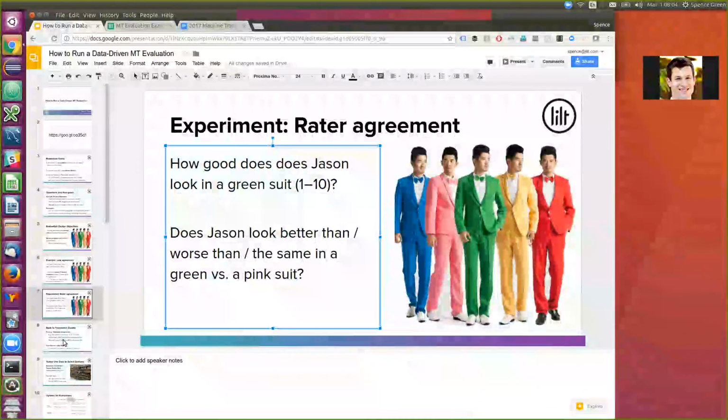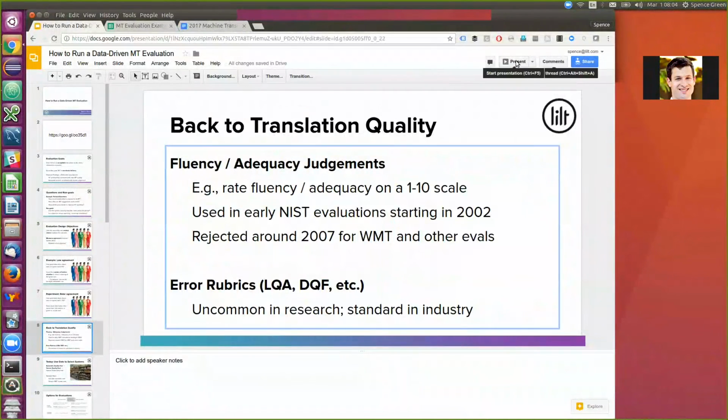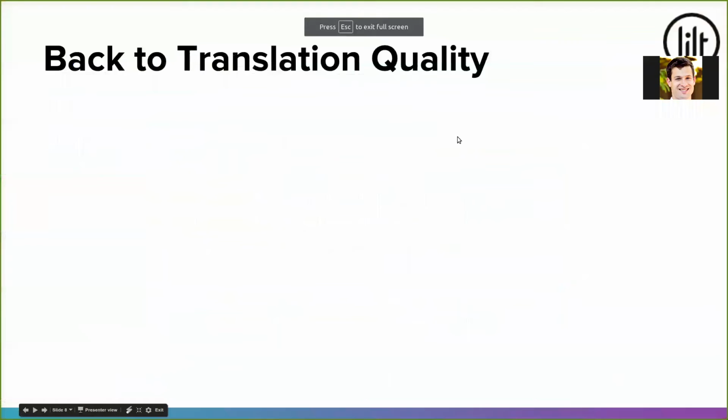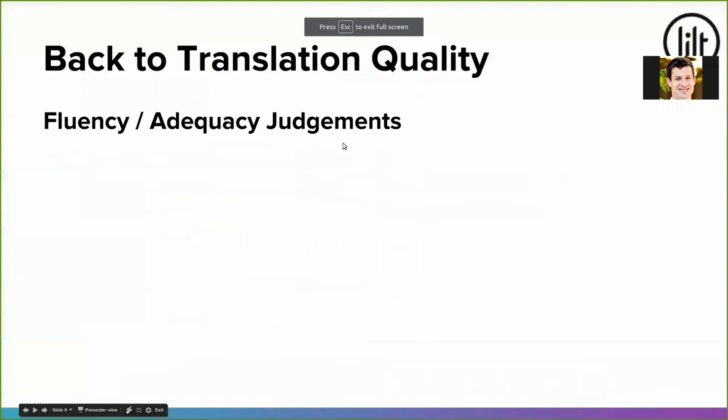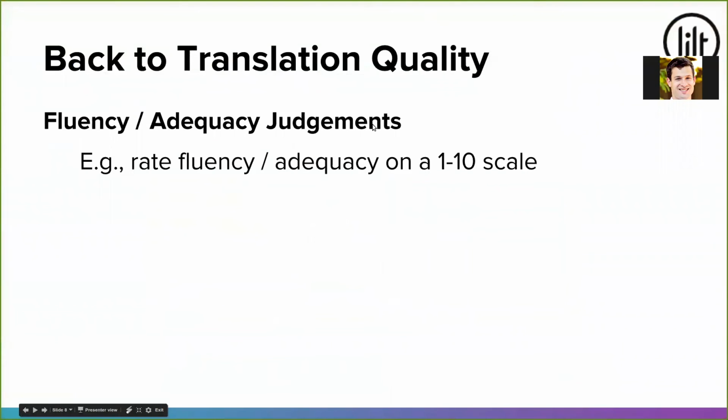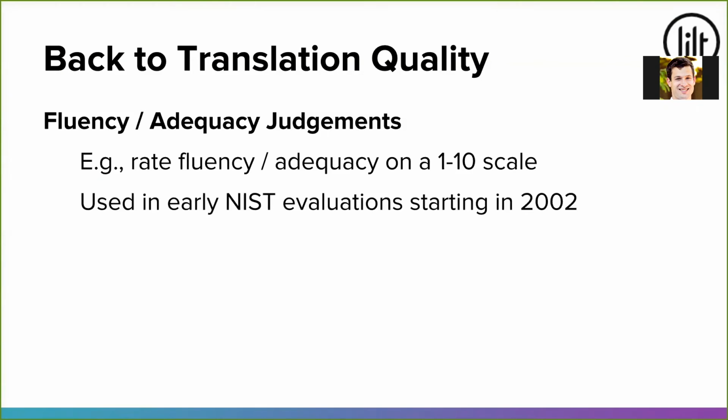So let's bring that back to translation quality in the following way. One classical approach to translation quality evaluation is fluency and adequacy judgments, where you ask people to rate fluency and adequacy. So this is the target fluency of the translation. Adequacy is how faithful is the translation to the source on a 1 to 10 scale. So it's very much like asking the question, how good does Jason look in a pink suit?